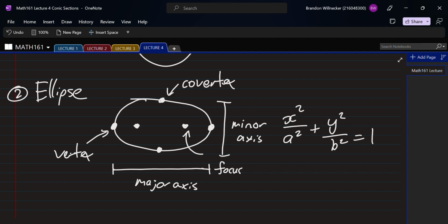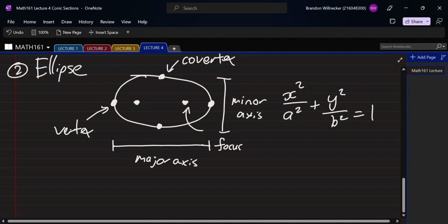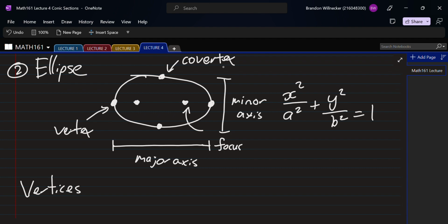Okay, so first of all, the vertices, so the horizontal ones, they will be located at minus a and plus a. So here we've got x squared over a squared, whatever that a value is, that will give us our vertices. So vertices plus minus a and 0. Okay, so that is if this ellipse is not shifted. So given this equation on the right, we have those as our vertices. If the ellipse is shifted left and right or up and down or some combination, then the vertices will shift with it. Okay, we'll look at that at the end.